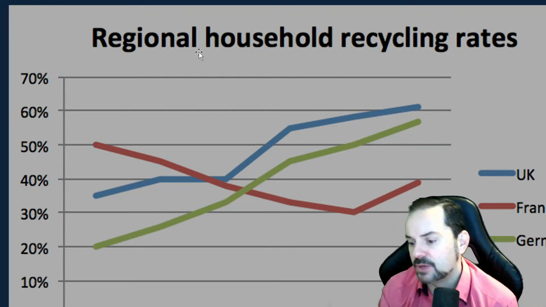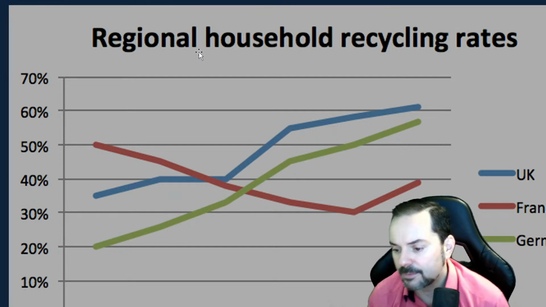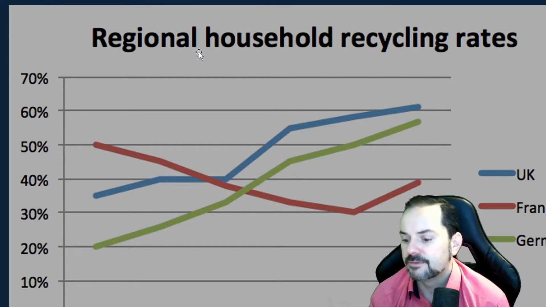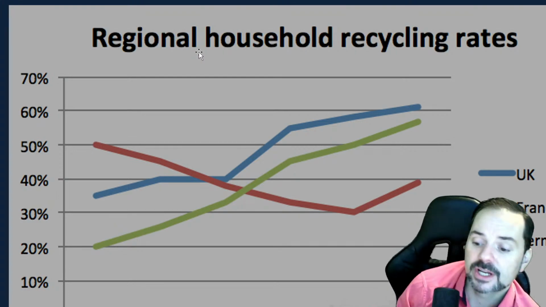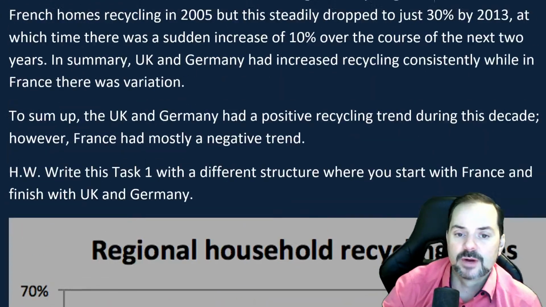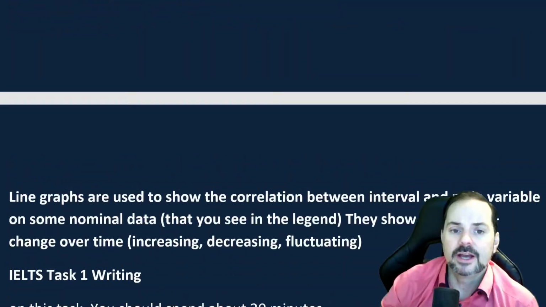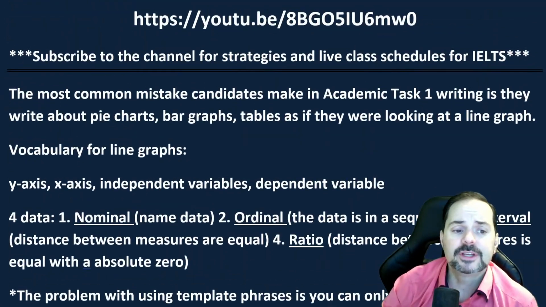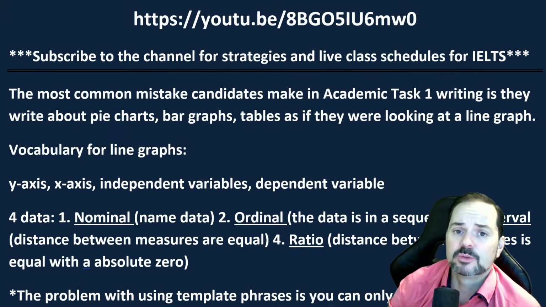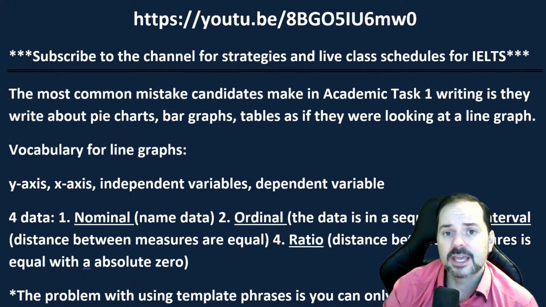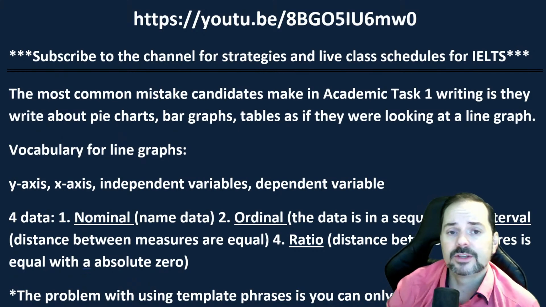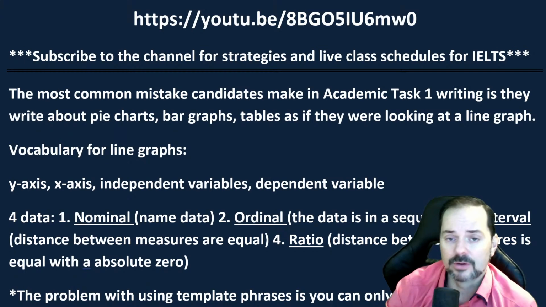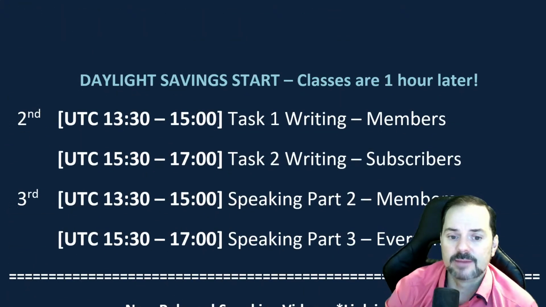Chen writes, therefore the UK and Germany had a gradual upward trend while it was the inverse for France over time. Very nice, Chen. I like it. I like that summary as well. That's a good summary. Okay, students, practice your Task 1, and very importantly, understand the differences between line graphs, pie charts, tables. You don't write about them the same. If you're taking classes and they're showing you one way to write about all charts and graphs, that's wrong, okay? You should have different vocabulary, different structure for different kinds of graphs and charts for those high band scores.